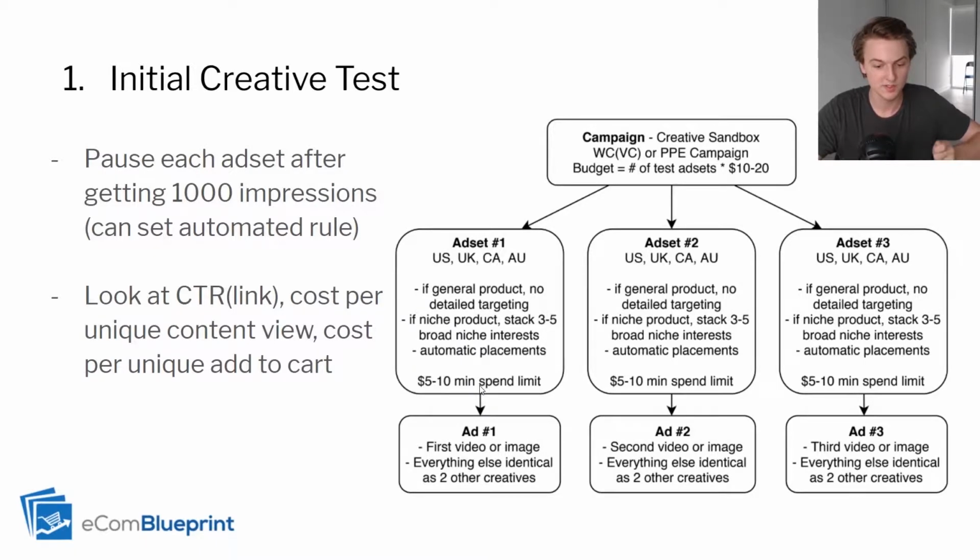And so you want to put a minimum spend limit of half of your budget per ad set. And so if you did $10 per ad set, you want to set a spend limit of $5. If you did $20 per ad set, you want to set a spend limit of $10 per ad set. And like I said, this will just force the ad set to spend a little bit so that you at least get some testing data for all of your creatives here.